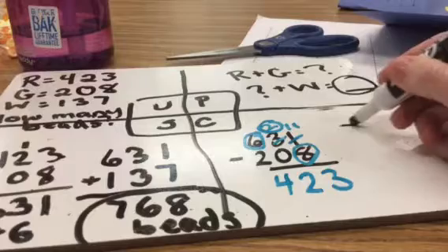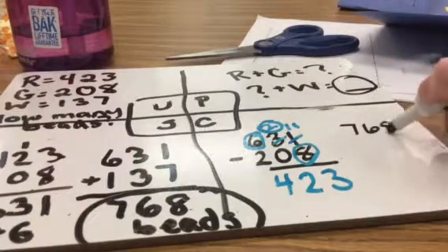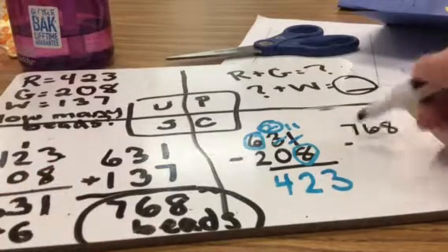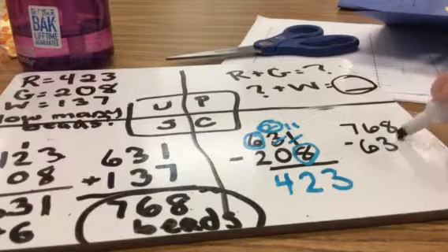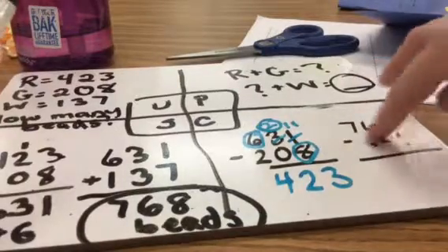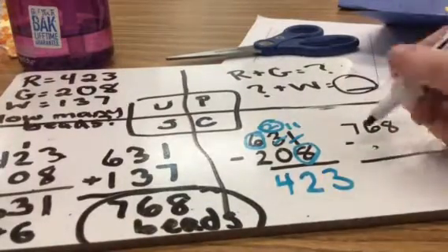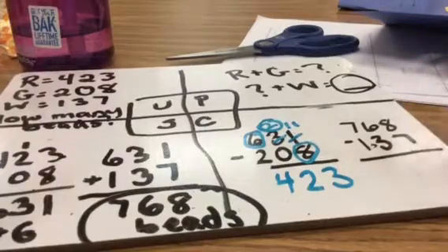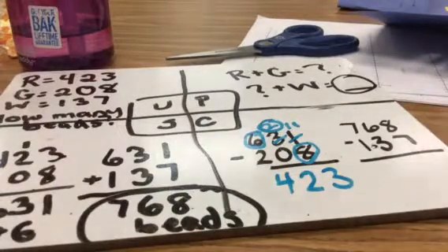That's the C, so I take my bottom number, 768. It was addition, so now it's going to be subtraction. I take away the middle number. Whoops, that's not the middle number. 137 is my middle number. 631 is what I should end up with.